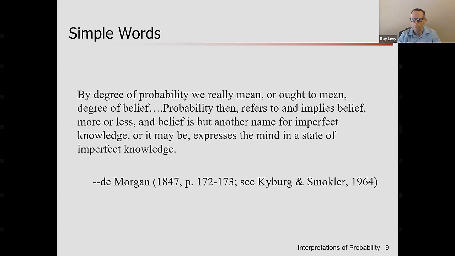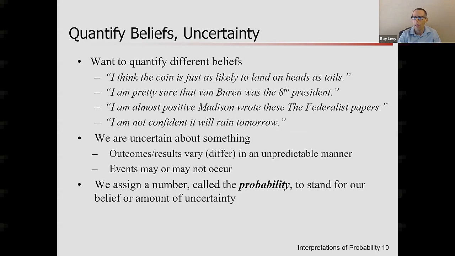Here's a quote from De Morgan, mid-1800s. "By degree of probability, we really mean, or ought to mean, degree of belief. Probability then refers to and implies belief, more or less, and belief is but another name for imperfect knowledge, or it may be expresses the mind in a state of imperfect knowledge." In other words, we have different beliefs, and we want to quantify them.